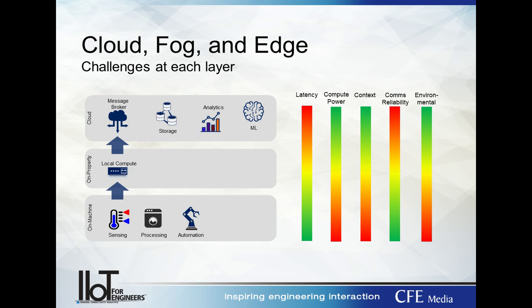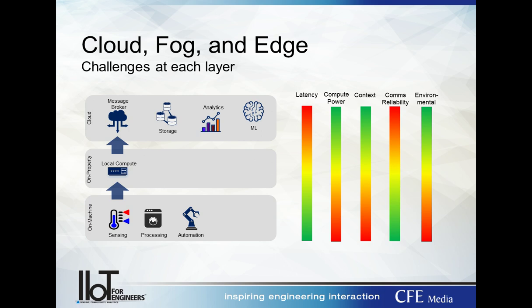They generally report up to some kind of local gateway that is on property. And then that gateway may report that data, or quite often reports that data, up to the cloud, where usually people are thinking that's where they're going to get value out of their data. That's where they're going to do their big data analytics. That's where they're going to run their machine learning. And let's look at each of these layers with respect to a couple of different attributes.